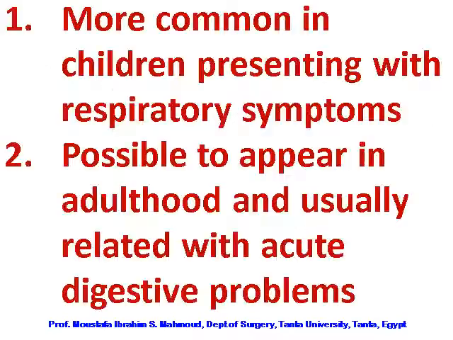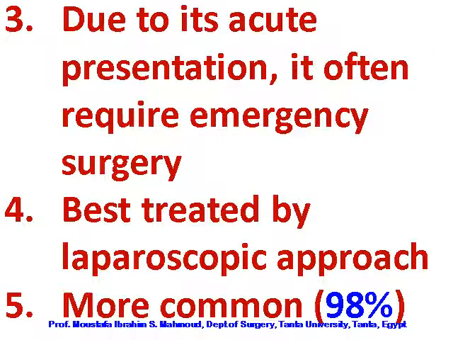Bochdalek's hernia. More common in children presenting with respiratory symptoms. Possible to appear in adulthood and usually related with acute digestive problems. Due to its acute presentation, it often requires emergency surgery. It is best treated by laparoscopic approach. It is more common, 98%.